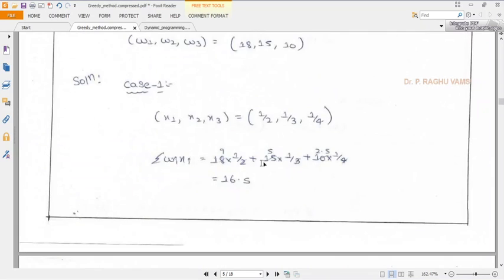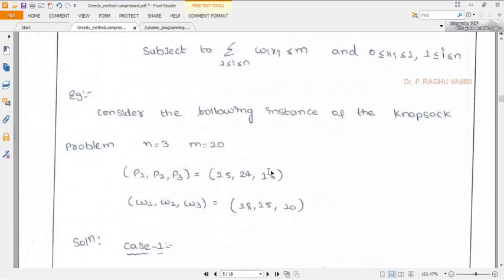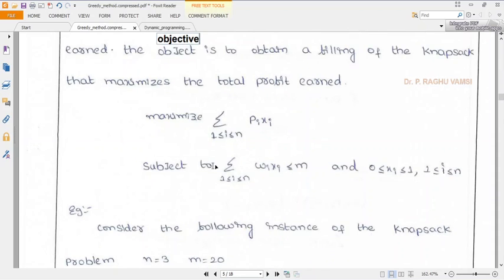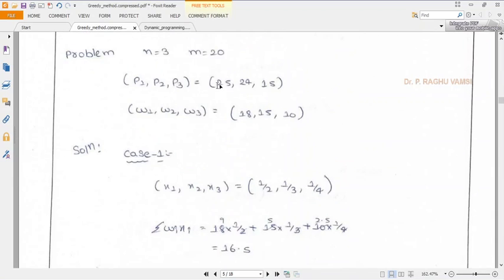whenever we do this, along with the weights we should also look at the profit, because we are supposed to maximize the profit subject to this condition. So the profit we have earned is, whenever we place the first item, the profit of the first item is 25.